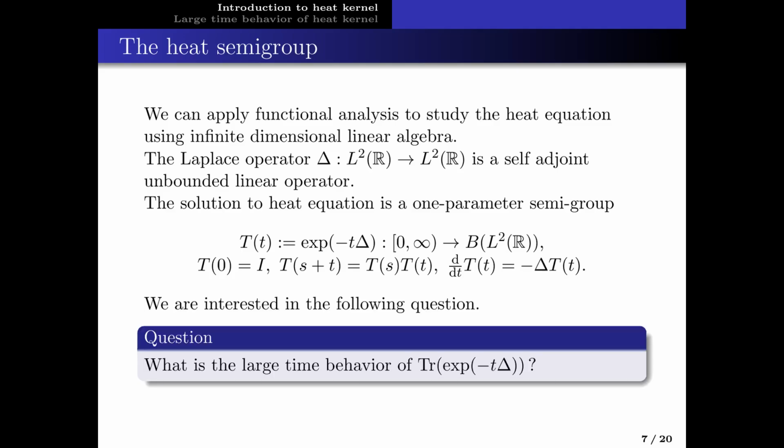The question we are interested in here is computing the trace, while looking at the large time behavior of this trace. Now, to explain this question, let's go back to finite dimension and see what this large time behavior tells us about our object. So we look at a finite dimensional Hilbert space, just Cn. Then we have a self-adjoint operator, which is now a Hermitian matrix.